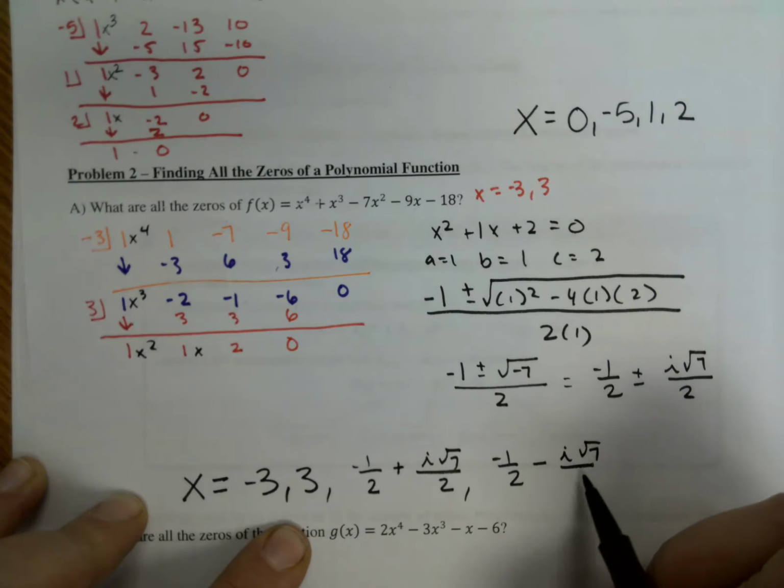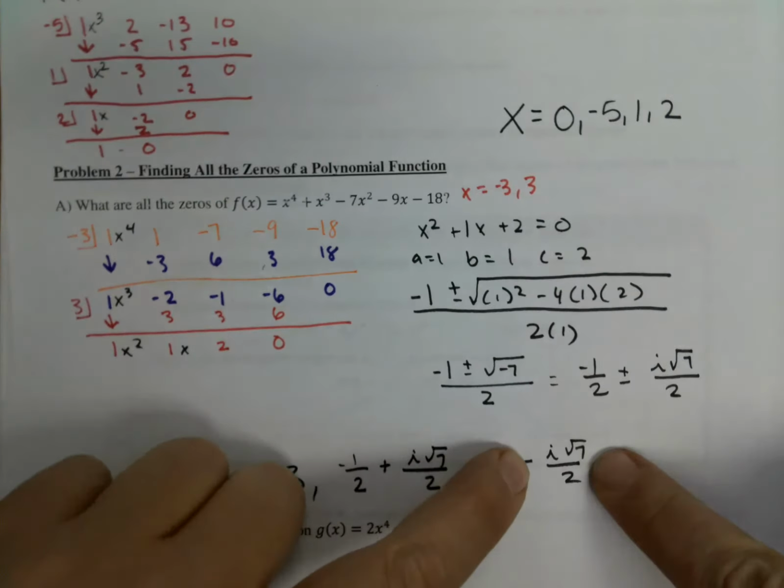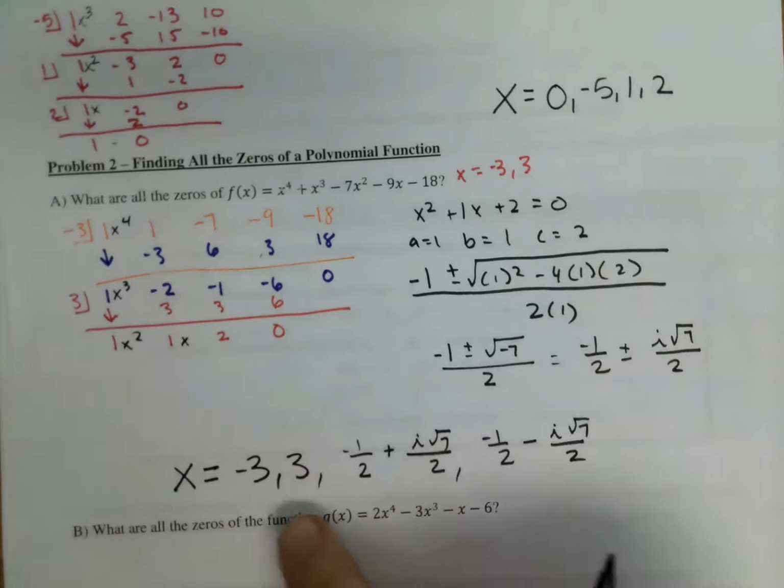So again, this whole number has to stay together. This number has to stay together. This is not by itself. This is not by itself. This number stays together. So I have 1, 2, 3, 4.